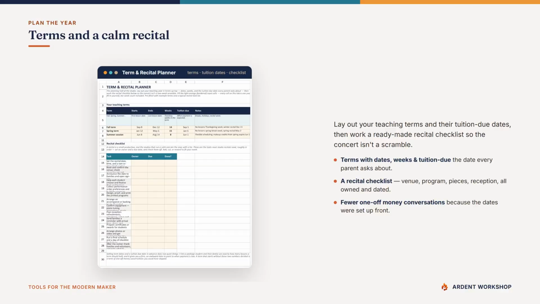There's a term and recital planner, too. Lay out your teaching terms and their tuition due dates, and work a ready-made recital checklist so the concert runs on a list instead of a 2-week scramble.